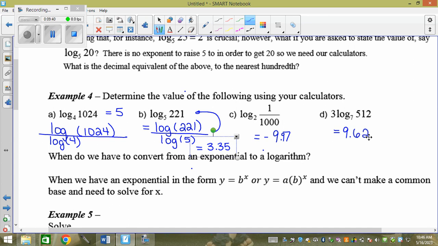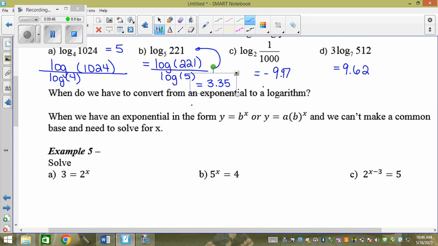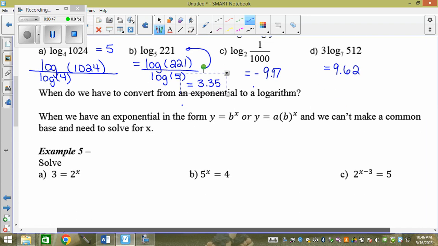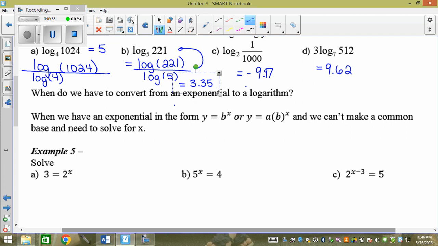Did we have to convert it all here? No. So, when do we have to convert from exponential to log? Well, let's look here. When we have an exponential in the form y equals b to the x, or y equals a b to the x, and we can't make a common base and need to solve for x.